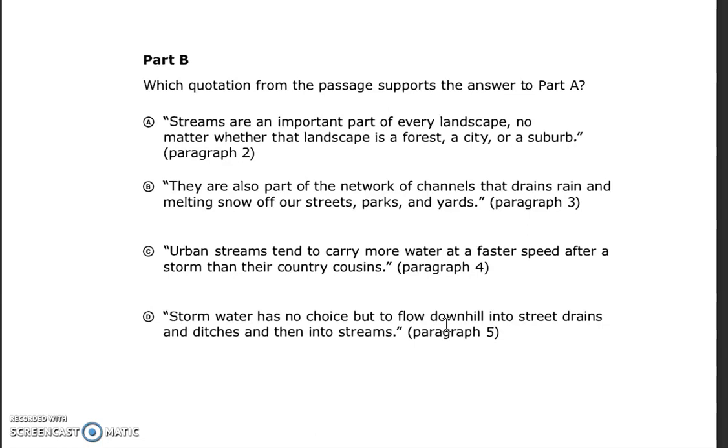Part B. Which quotation from the passage supports the answer to Part A? A, streams are an important part of every landscape, no matter whether that landscape is a forest, a city, or a suburb. B, they are also part of the network of channels that drains rain and melting snow off our streets, parks, and yards. C, urban streams tend to carry more water at a faster speed after a storm than their country cousins. D, stormwater has no choice but to flow downhill into street drains and ditches and then into streams.